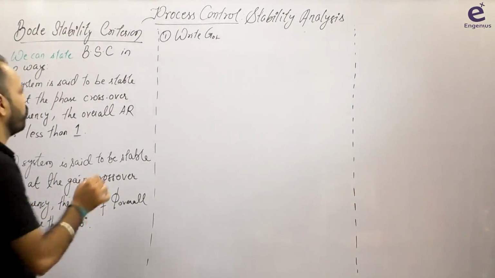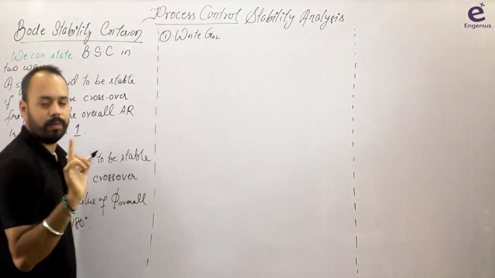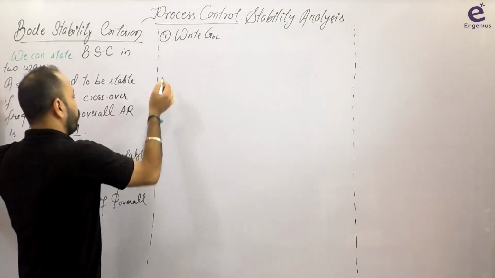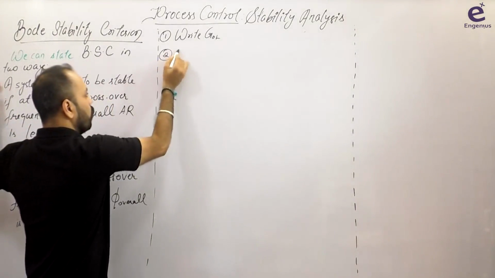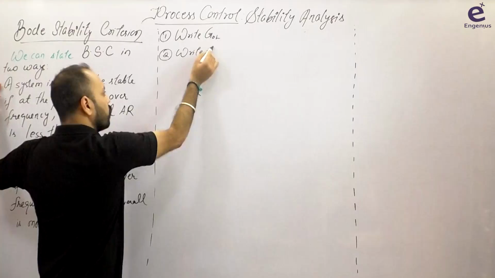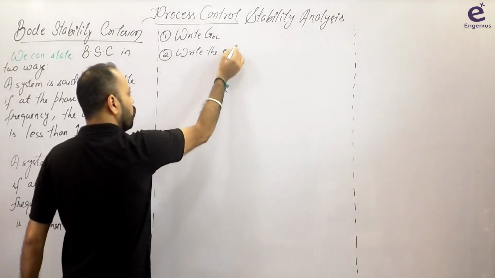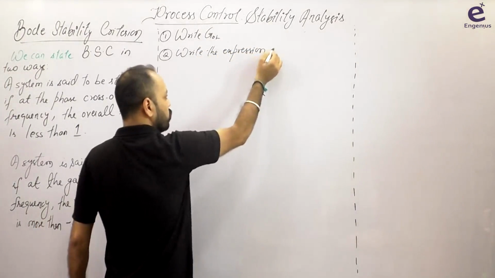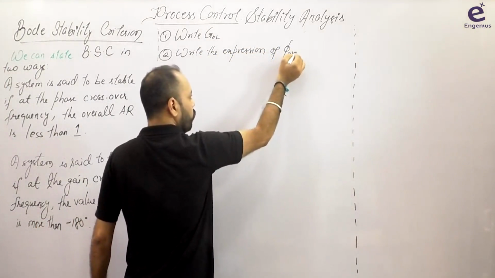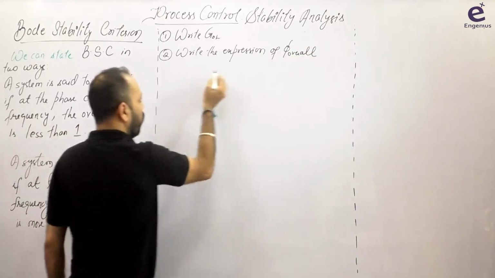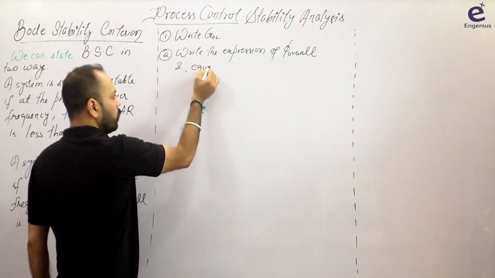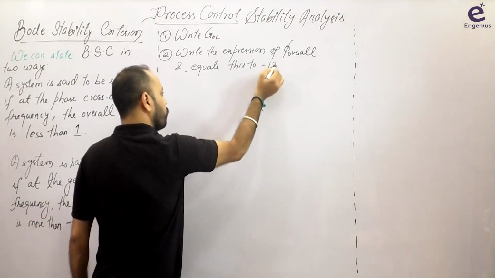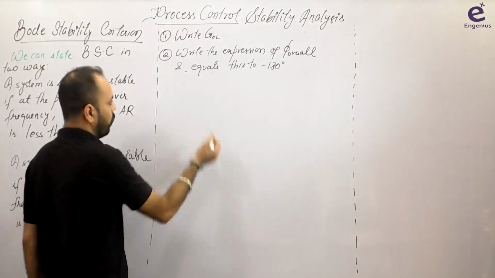Okay, write GOL. Then don't put s equal to j omega. That we have done. We already know AR and phi of all the components. I'm using the first method. Write the expression of phi overall. I told you how to find phi overall. Write the expression of phi overall and equate this to minus 180 degrees. Correct? Equate this to minus 180 degrees.